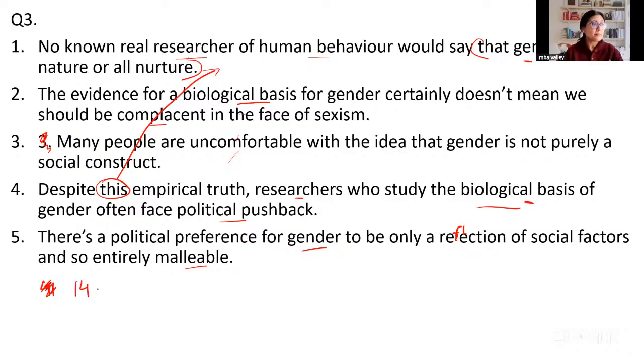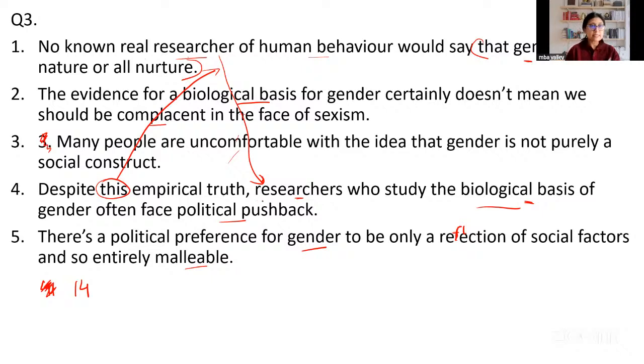So now understand, please focus that in sentence number 1, it introduces the complexity of gender. After introducing the complexity of gender, sentence number 4 suggests that even with the acknowledgement of both nature and nurture, researchers studying gender's biological basis still face political challenges. देखो, despite this empirical truth, researchers, यहाँ पे भी researchers की बात हुई है, thought idea continues. Thought consistency, thought flow, check करो. Researchers who study biological basis of gender often face political pushback.